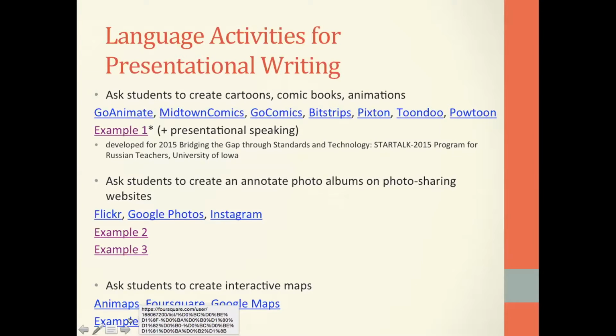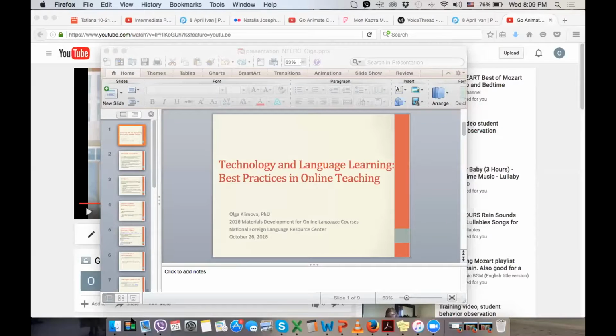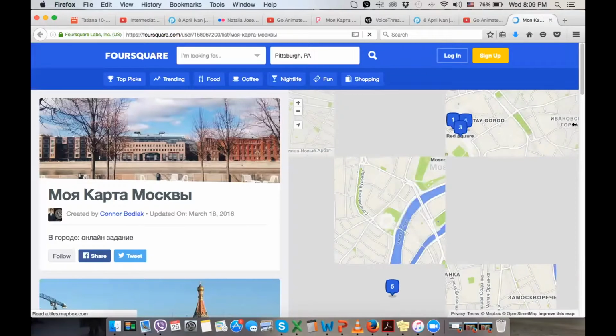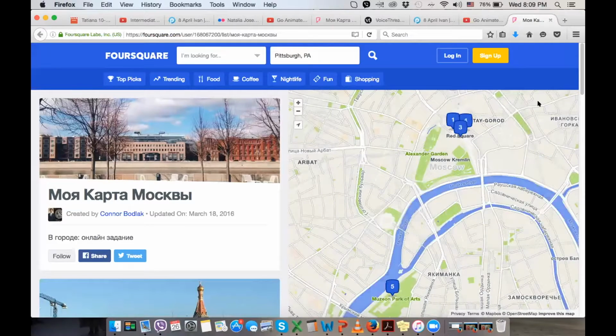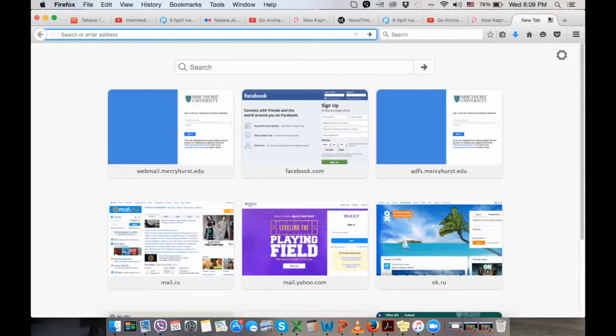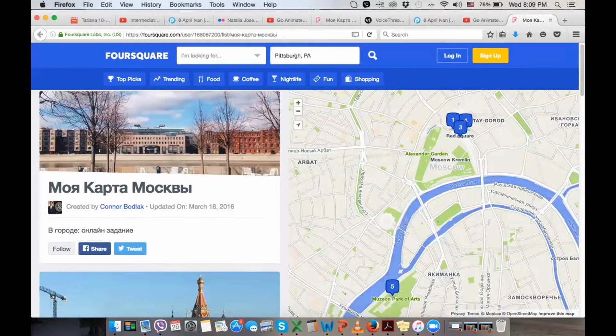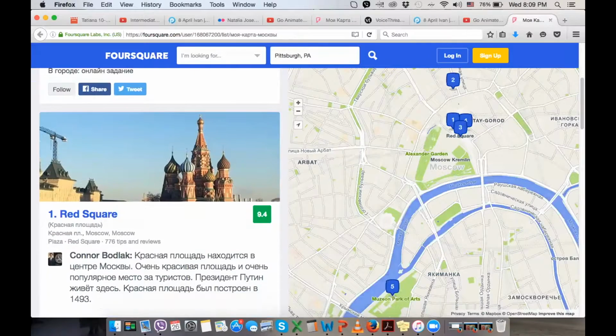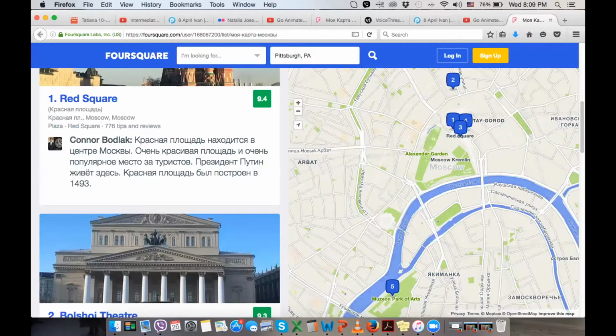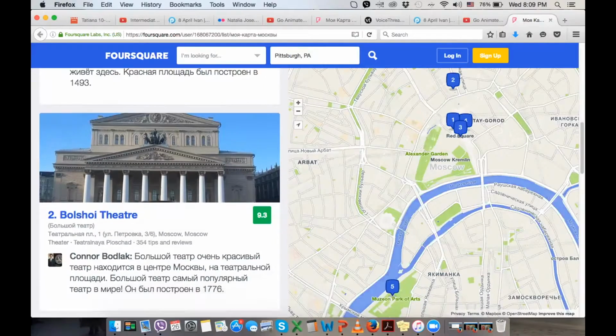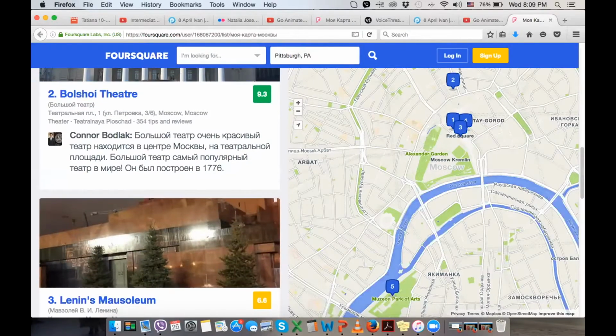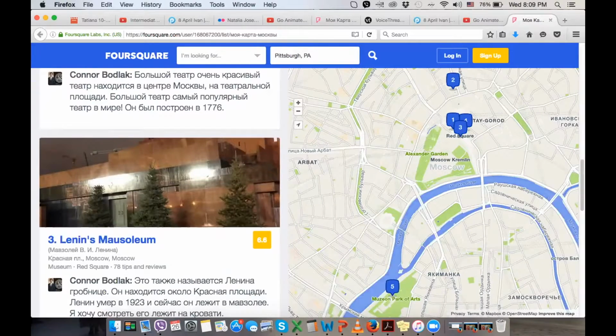I used Foursquare, but you can use any map. I remember that people talked about Google Maps. Foursquare allows you to create your own map. Let's say I asked them to create a map of Moscow, and they had to write about specific places. So Krasnaya Ploshchad, the Red Square. They were supposed to explain why they chose 5 places of interest on the map of Moscow.